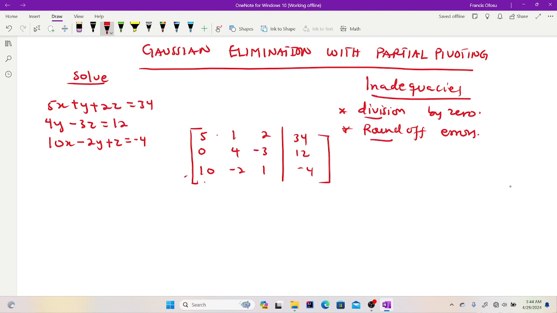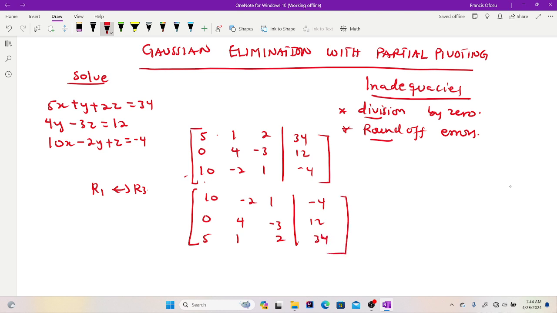So let's see something here. I'm going to have 10, negative 2, 1, negative 4. So I'm switching: row 1 and row 3. Then I'll have my 0, 4, negative 3, 12. Then this becomes 5, 1, then 2, 34. So what this means is we are trying to bring up the entry which has the highest magnitude, and that is the concept behind partial pivoting.